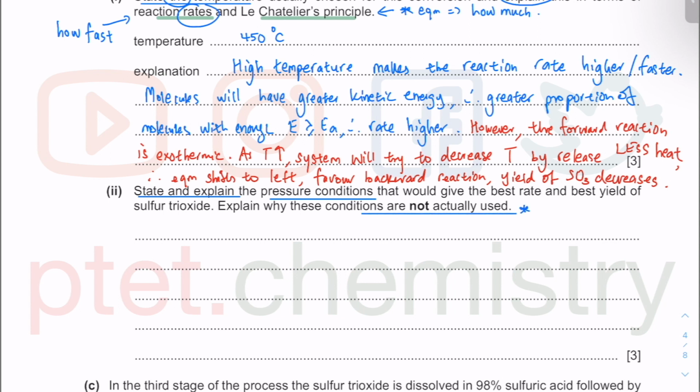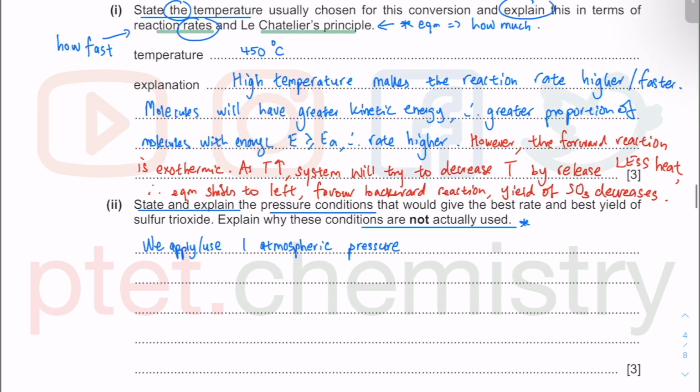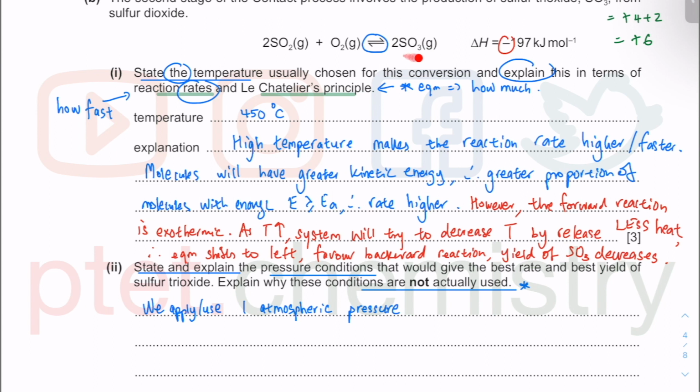So from your syllabus, you will know that we use 1 atmospheric pressure. Unlike the Haber process, where you actually have to go to like 200 or 300 atmospheric pressure to have an appreciable equilibrium yield of ammonia, here at 1 atmospheric pressure, you already get good enough yield of SO3.